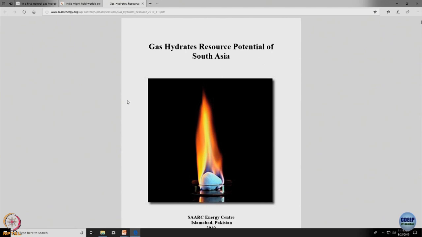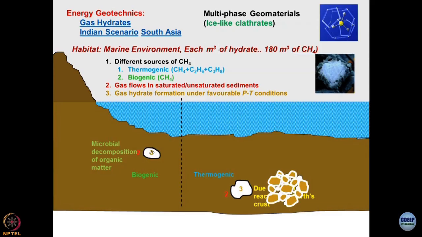This is how the hydrates look like. If I expose it to the atmosphere, it catches fire because of the methane getting emitted into the environment. So, what are hydrates? These are basically ice-like clathrates. This is how they look. What you will notice is that this is the molecule of methane. Those of you who love chemistry, there is a carbon attached with 4 hydrogen atoms.